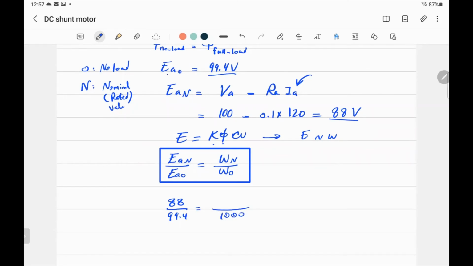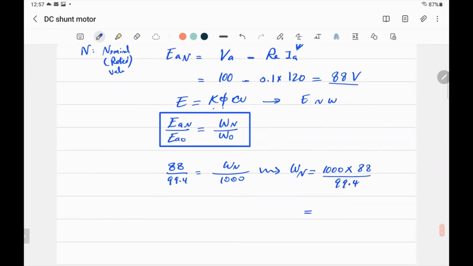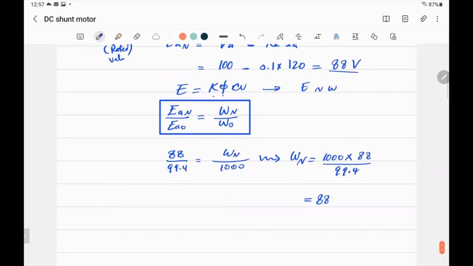And the speed at nominal load, I don't know it. So that's the known one. So from this equation, I can find the speed of the motor in this case. So I multiply, you have 1000 times 88 divided by 99.4. So it will give you 885.31 revolutions per minute. Because I actually didn't use omega, because omega is proportional with n.